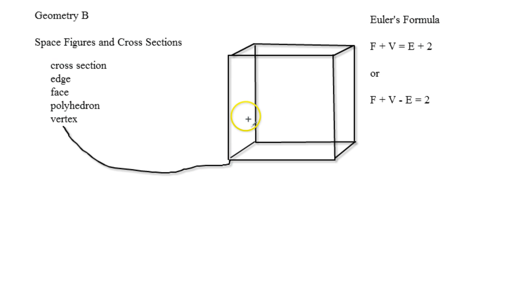So let's say we're just dealing with a cube to begin with. A vertex is actually this point right here. And as you can see, there's 1, 2, 3, 4, 5, 6, 7, 8 corners. So the amount of vertices on this object is going to be 8. Now an edge is where both planes meet.